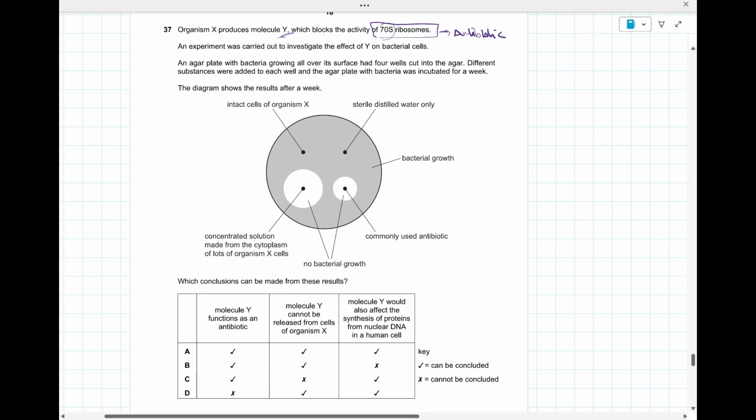since it blocks the activity of 70S ribosomes, which are found in prokaryotes. An experiment was carried out to investigate the effect of Y on bacterial cells. The diagram shows the results after a week. Which conclusions can be made from these results?